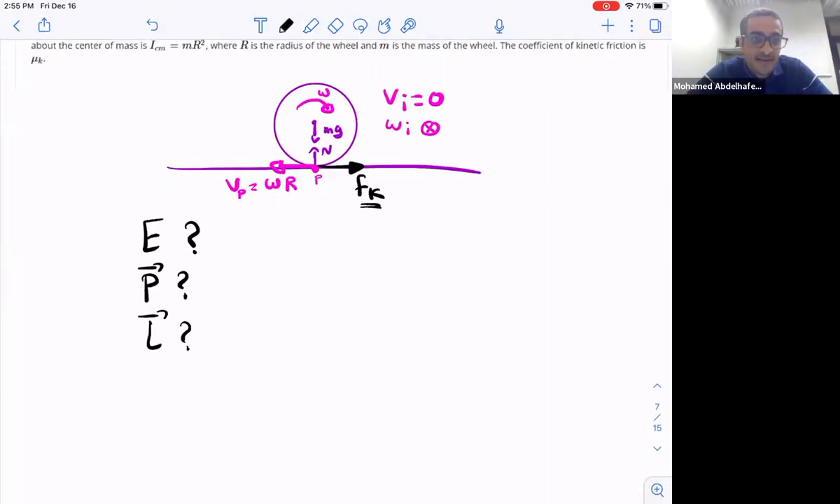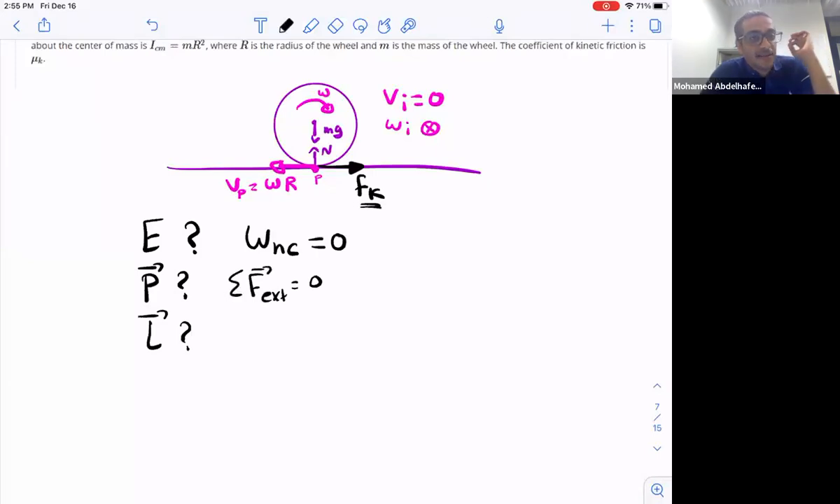Let me silence my email. Okay, so we think about the three things. Energy, I want you to always have this big picture. When is energy conserved? Let's write down the condition. I need non-conservative work to be zero. That's the condition for using energy conservation. When is linear momentum conserved? I need the external forces to be zero, no external forces.